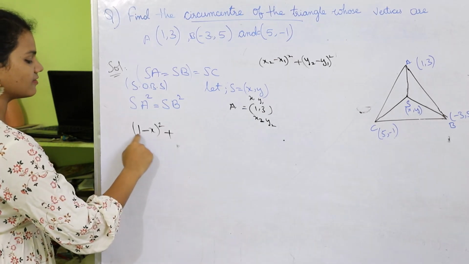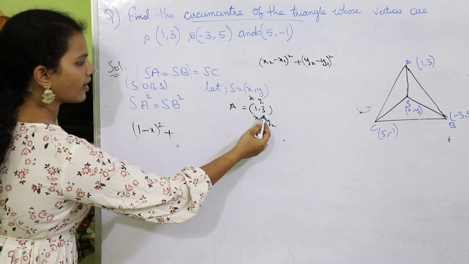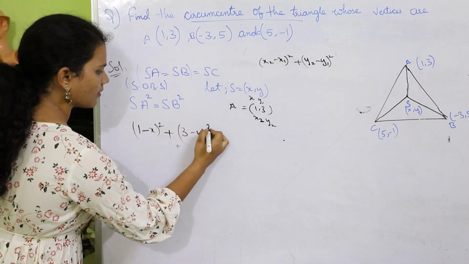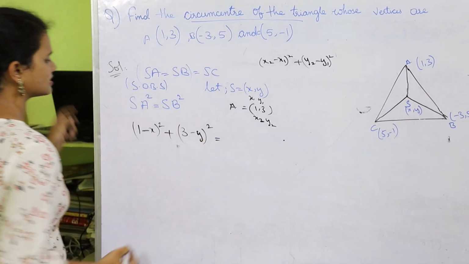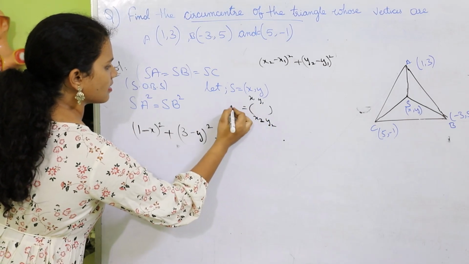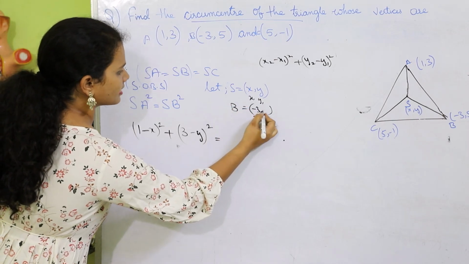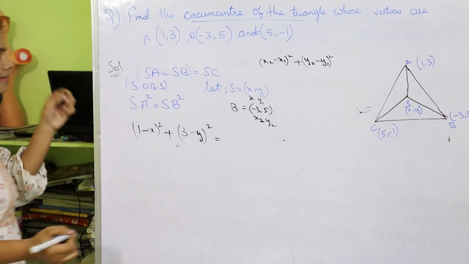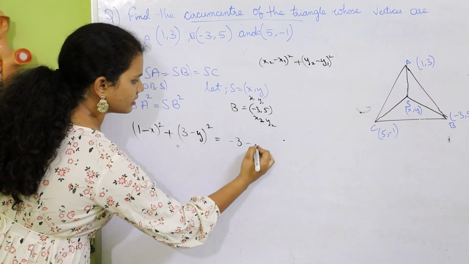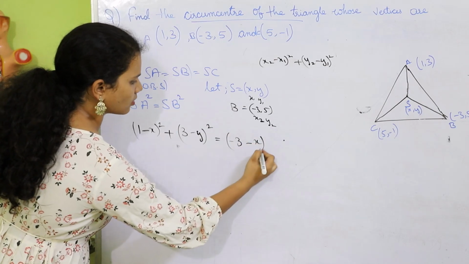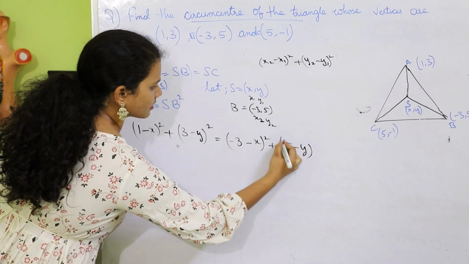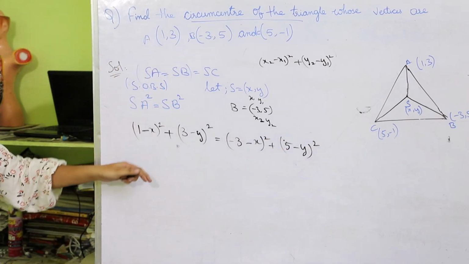1 minus x whole square plus, here you have y2. y2 is what? 3 minus y whole square. This is equal to the B value. Now you again substitute the B values, where B is equal to minus 3 comma 5. Sorry, minus 3 comma 5 are the B values, right? So here x2 means how much? Minus 3 minus x whole square plus 5 minus y whole square. Clear? Now just solve this.